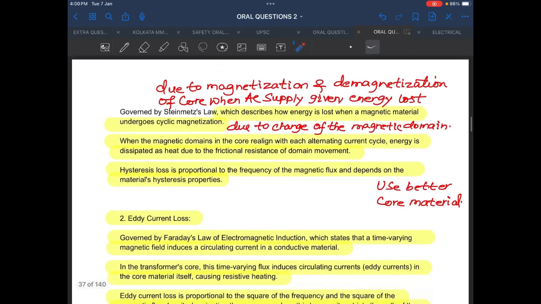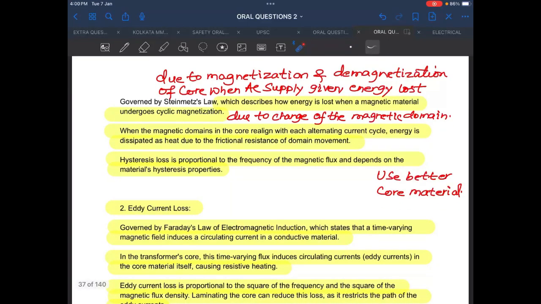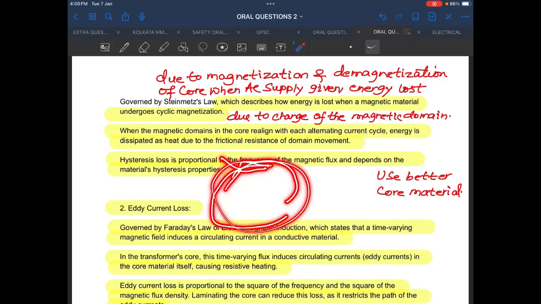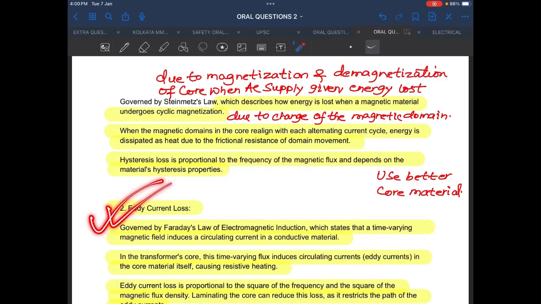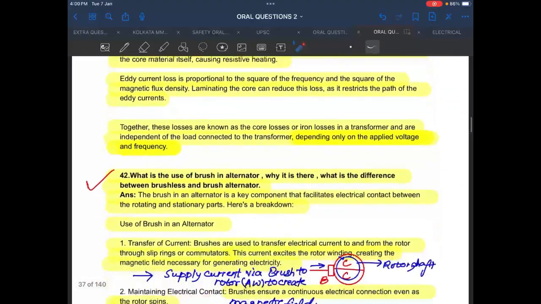And eddy current, I already explained: when there is a closed loop and current flows through the closed loop, eddy current formation occurs, and due to this eddy current, loss will be there. So eddy current loss is there. Okay, I already explained everything.